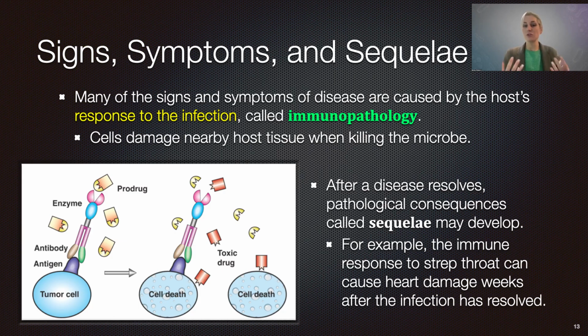There's something called sequelae, which is the consequence following a disease that normal tissue function has been disrupted or damaged from our own immune system. So even after the infection is gone, we have this secondary state of the disease where essentially our own immune system has broken down our own tissue in sequelae.